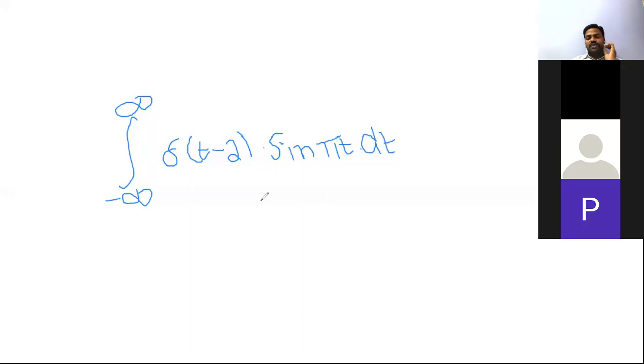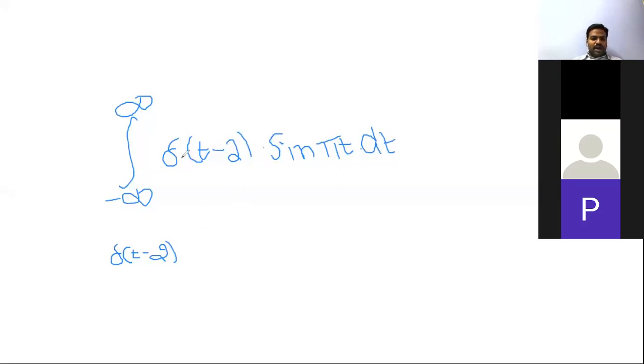Now tell me, what is the answer for this? Now see here, delta of t minus 2. Okay, there is a question here. Somebody has answered that it is equal to 0. No, it is not equal to 0. Now I am going to explain why it is not equal to 0.